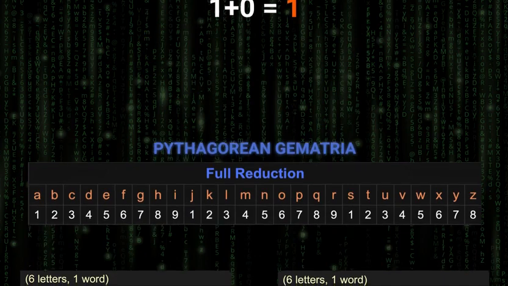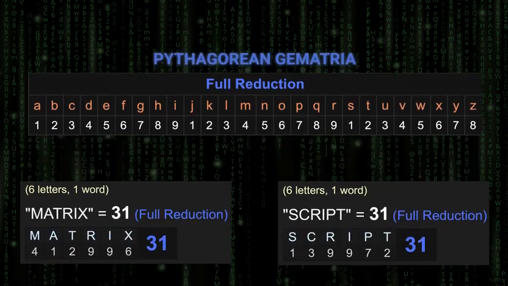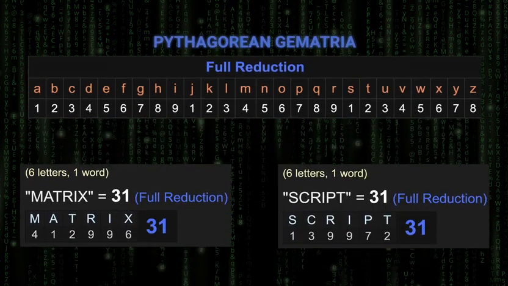In the Pythagorean or full reduction cipher of English Gematria, the word matrix sums to 31. The word script also sums to 31. So here, Gematria again, through a completely different set of letter number attributions, gives matrix and script the same value. So Gematria is speaking to us, telling us that there's a relation between these two words.